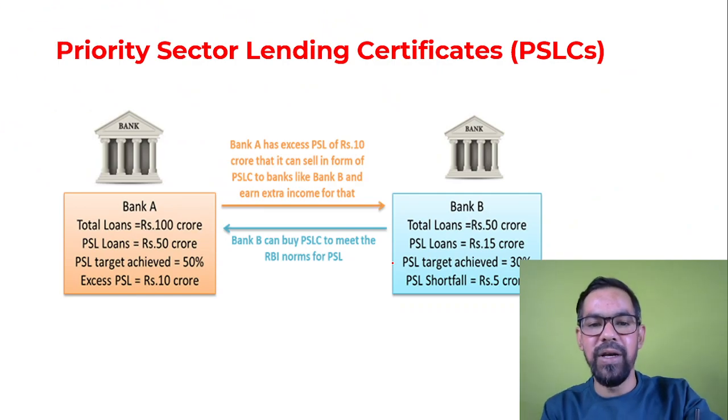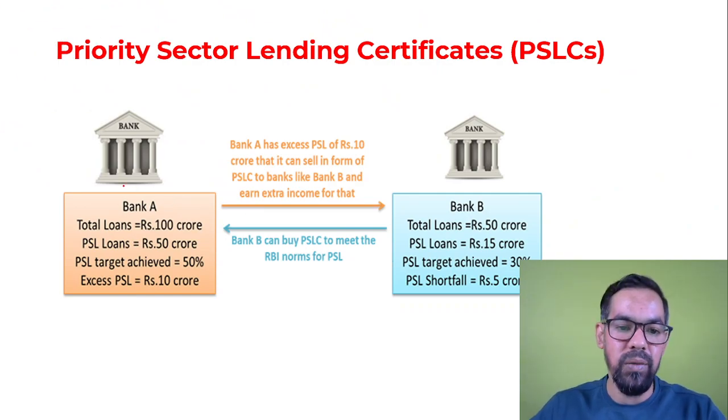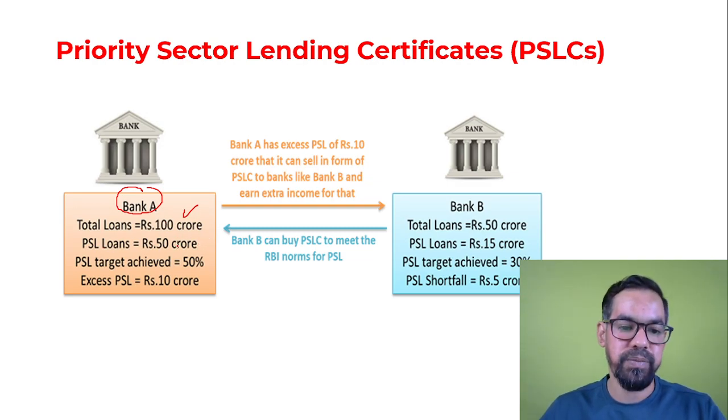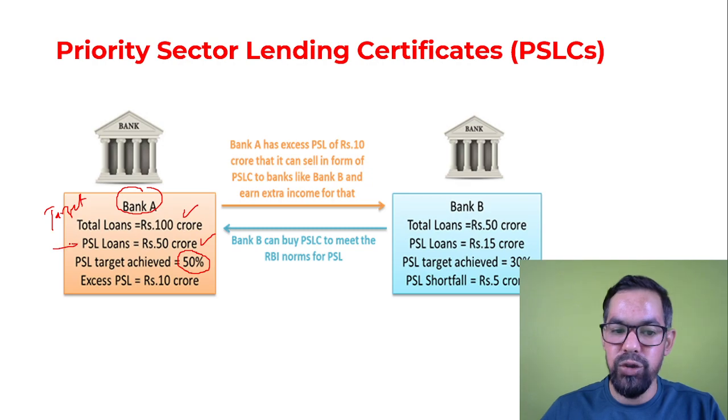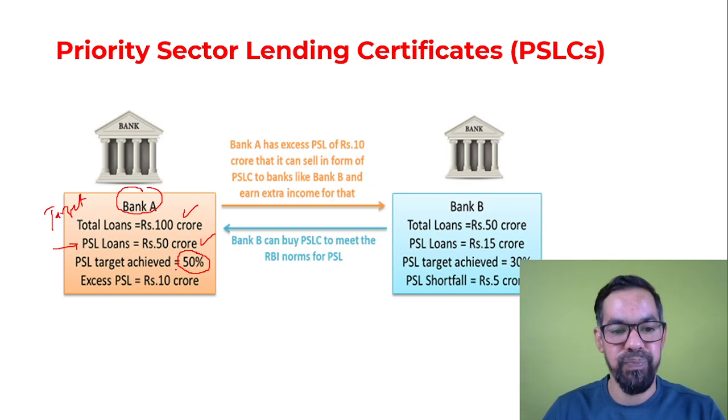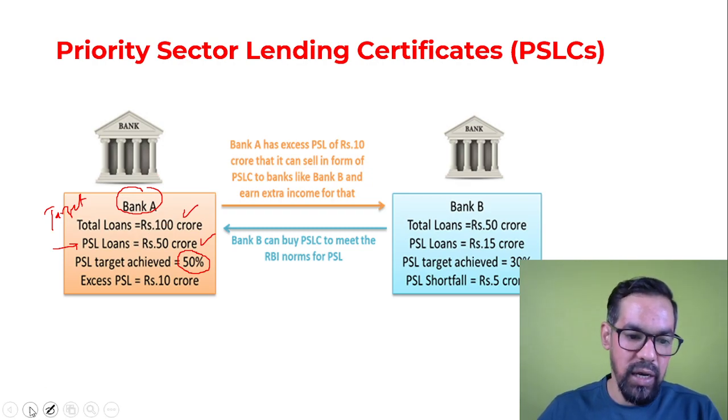So here we have a case as well. There are two banks. One is Bank A. So the total loan target is 100 crore rupees. The PSL loan given by this bank is 50 crore rupees. So they achieved a target of 50%. So this was the given target, and this is the actual loan. Okay, so he missed his target by, sorry, just correct this one.